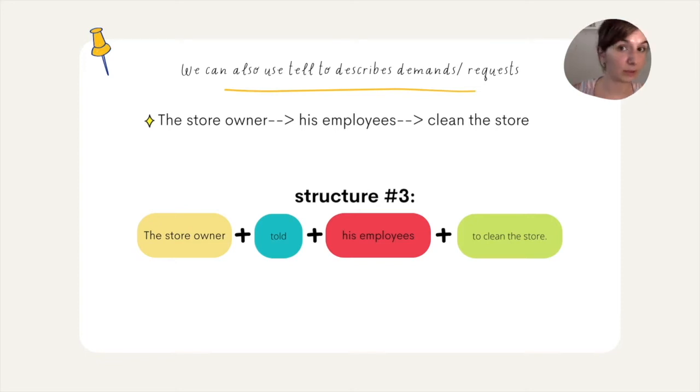Now, again, you can play with this. If you change the subject to I, if I change the audience or the receiver to, I don't know, my brother, and I change the request to stop playing your music so loudly, I can say something like, I told my brother to stop playing his music so loudly.